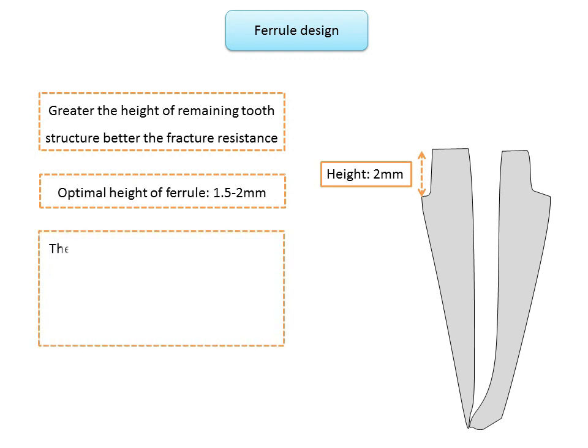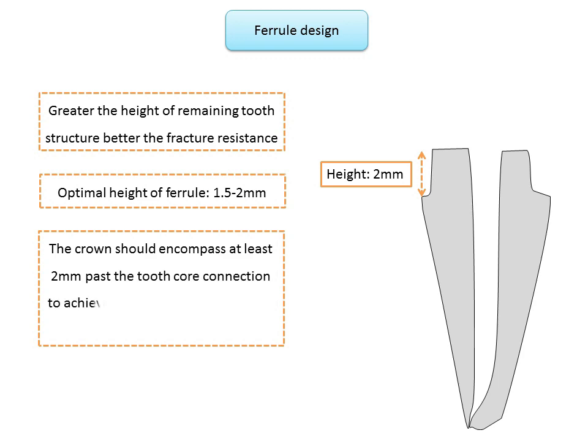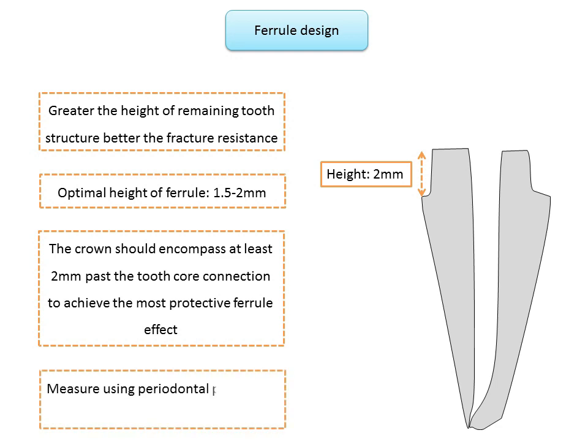Now the crown portion should encompass at least 2 millimeters past the tooth core connection, that is, above the ferrule. There should be at least 2 millimeters of the crown present to achieve the most protective ferrule effect. The height of the ferrule can be measured using a periodontal probe with a stop and an endodontic ruler.